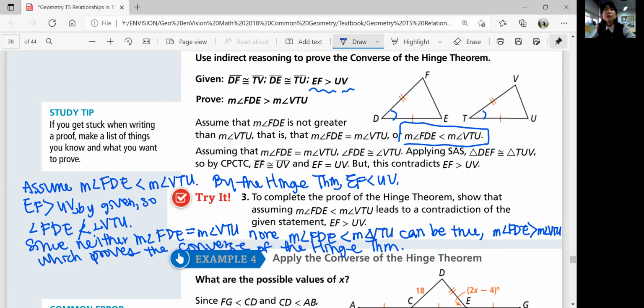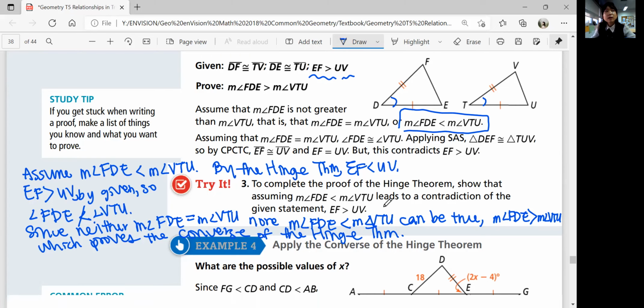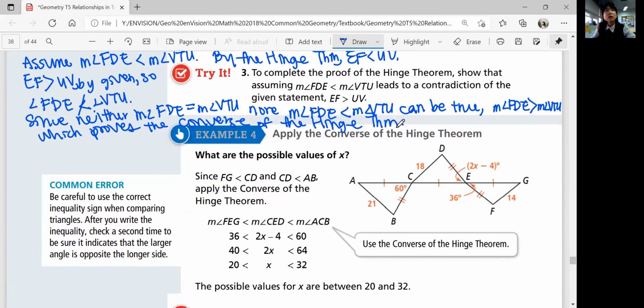Okay, now that we proved it, let's apply the converse of the Hinge theorem. So look at this figure here. What are the possible values of x? Okay, so if we know that BC and EF are congruent and ED is also congruent to those two, and all these sides AC, CE, EG are congruent to each other, we have two congruent corresponding sides that are congruent in all these triangles.